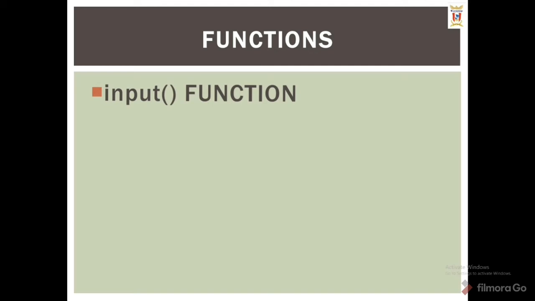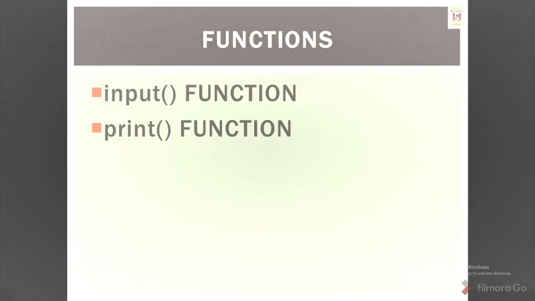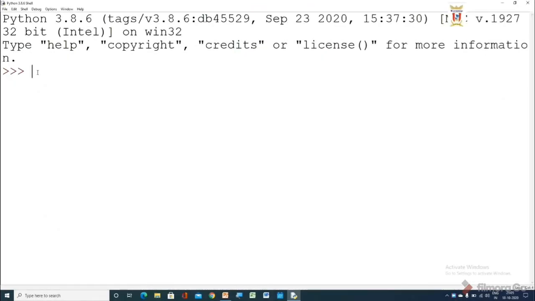And the second one is the print function. The print function is used to print the message or the value on the output device. It converts the message or the object into a string before writing it onto the screen. It has multiple parameters. So let's do some programs related to these two functions. Let's start with the input function.